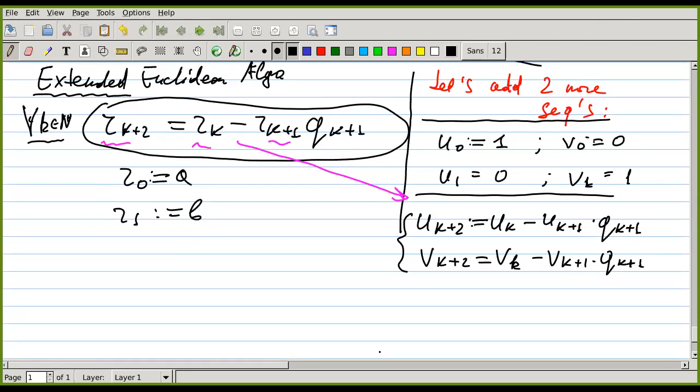Is it clear? I want to put it this way. I want to define these two sequences. May I? Yes. Why not?